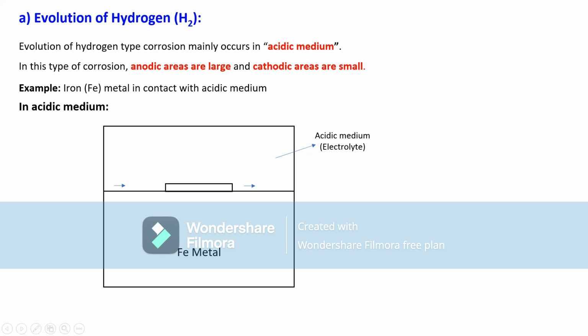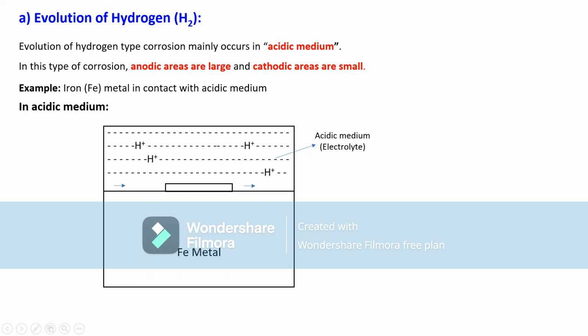Just for example, this is the iron metal, and it is in contact with acidic medium. This is the acidic medium. When iron metal is in contact with acidic medium, it undergoes the evolution of hydrogen pathway. Therefore, in this pathway, large anodic areas are there and small cathodic areas are there.